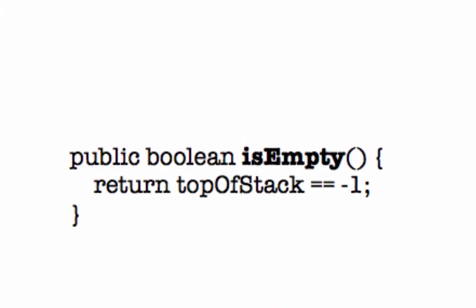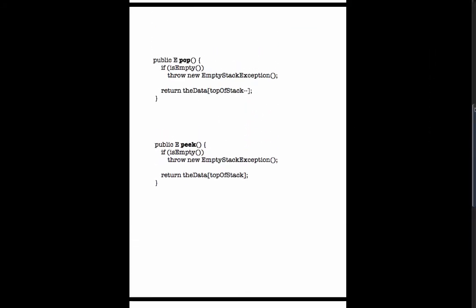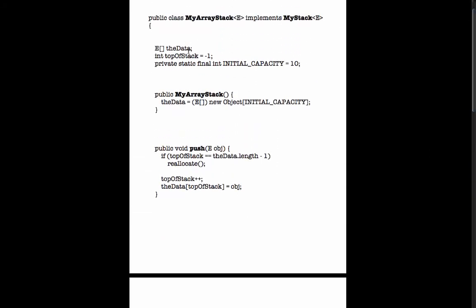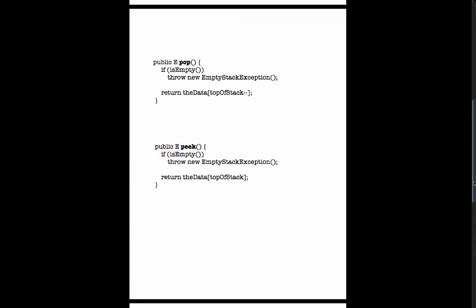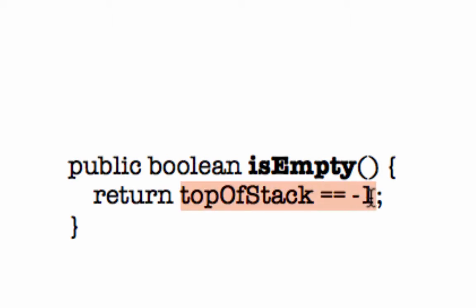Finally, I'm going to discuss the isEmpty and the reallocate. IsEmpty is a boolean, so it returns true or false. It should be clear what this does. To determine whether or not the stack is empty, again, I'm going to use my integer called top of the stack. And if it's equal to -1, it means that it's empty. Remember that -1 is the value that we use to initialize the stack. So if the top of the stack indeed is -1, that should be interpreted as the stack being empty. So this expression will evaluate to true, and then I will return true.